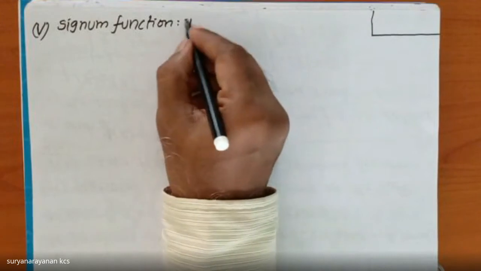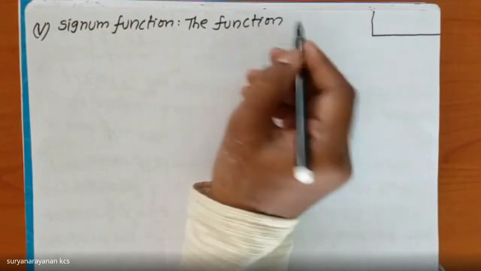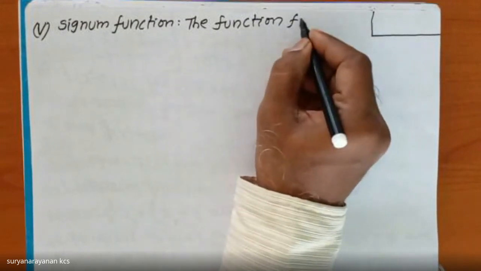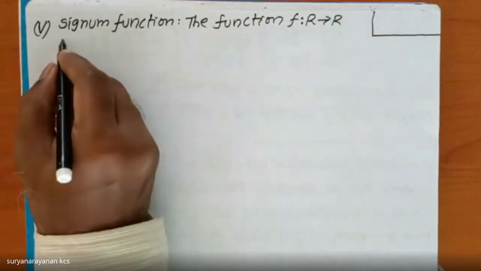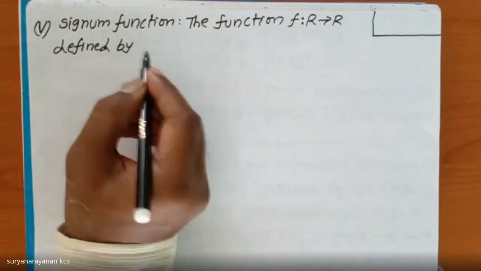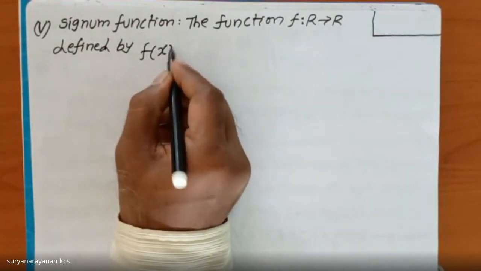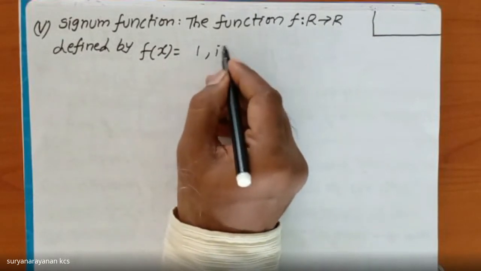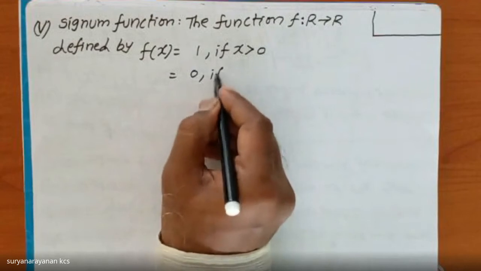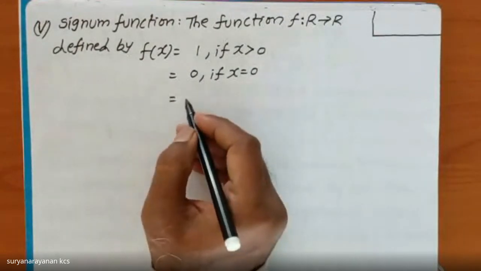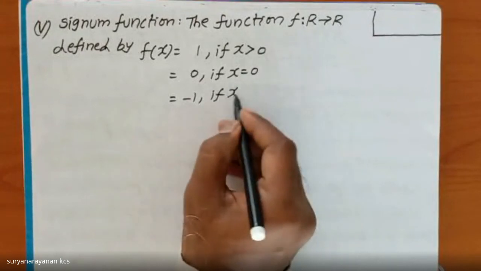Okay, the function f. f is a mapping from R to R, defined by f of x is equal to 1 if x is greater than 0, f of x is equal to 0 if x is equal to 0, f of x is equal to minus 1 if x is less than 0.